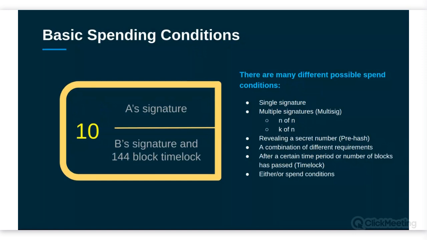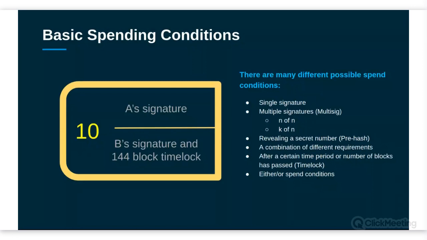The other thing you can do is you can have either-or spend conditions. So in this output, it's been dictated that either Alice can just sign and spend the Bitcoin at her choosing, or Bob could sign for it and send the Bitcoin where he wants after 144 blocks have passed.